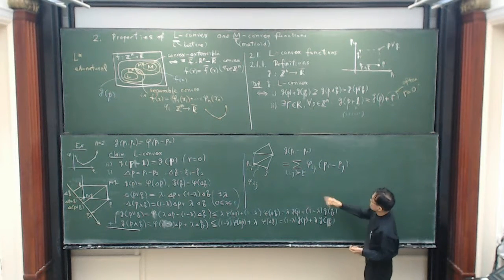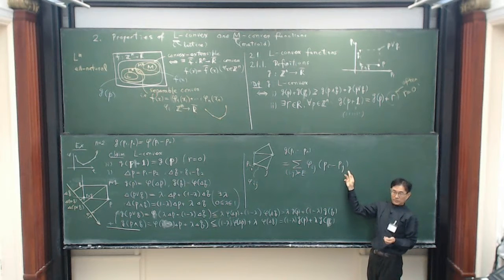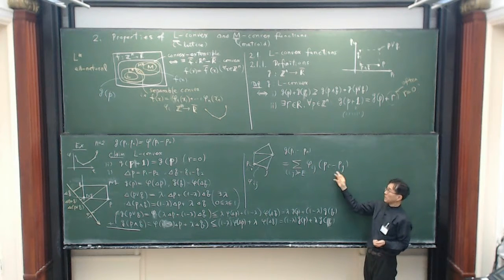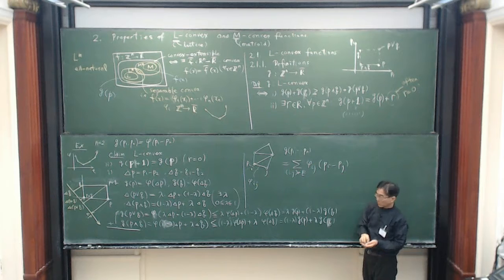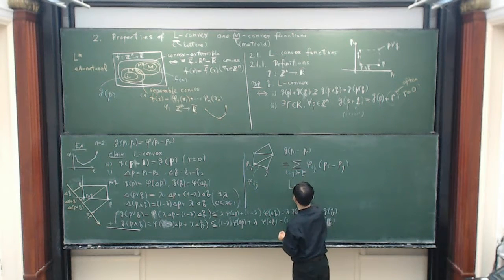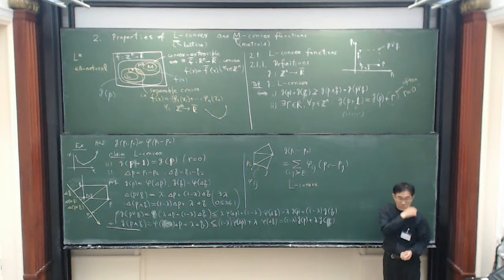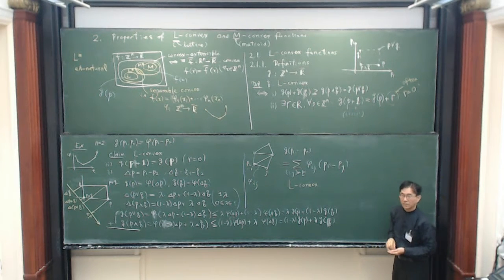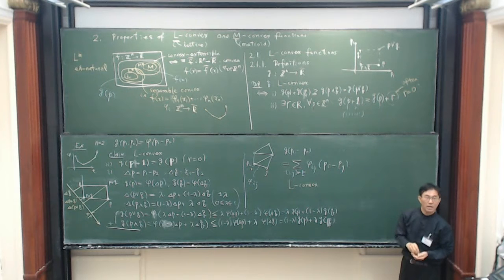Since we know that each term is L-convex, and the sum of L-convex functions is also L-convex, we can see that this is an L-convex function. So this is a canonical example of an L-convex function. Any questions?